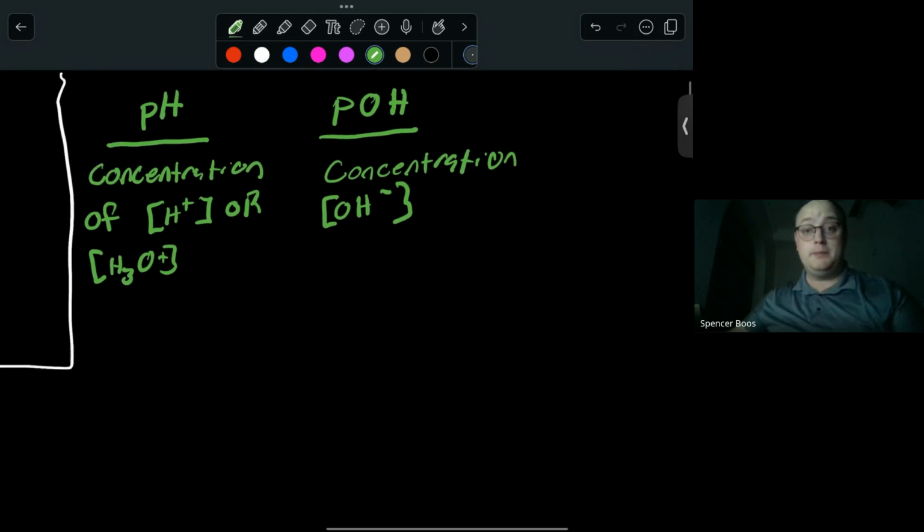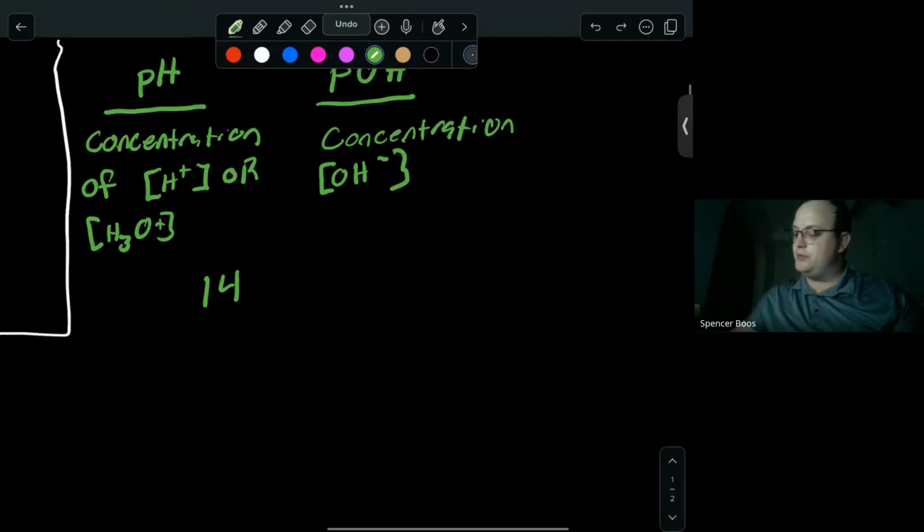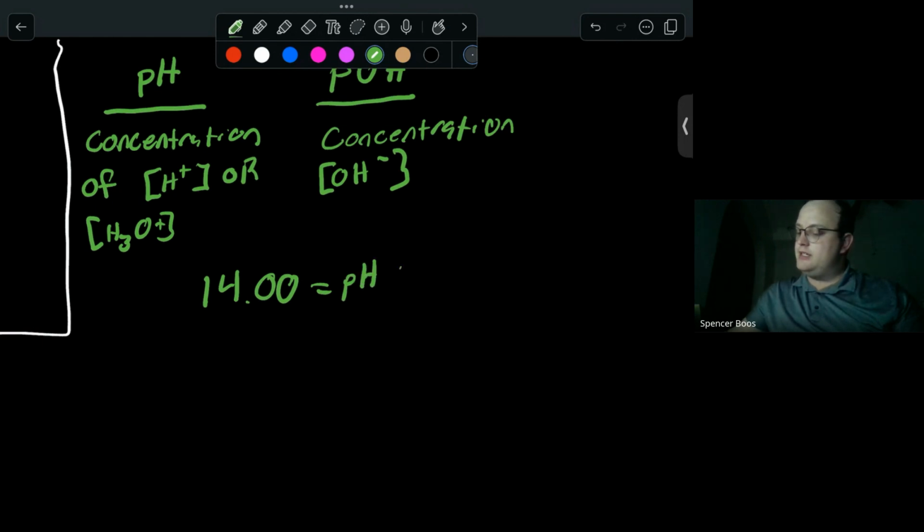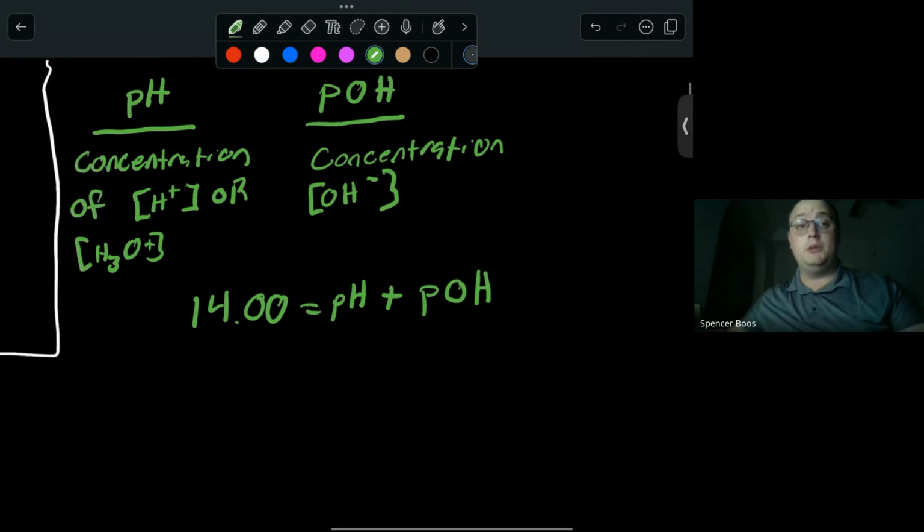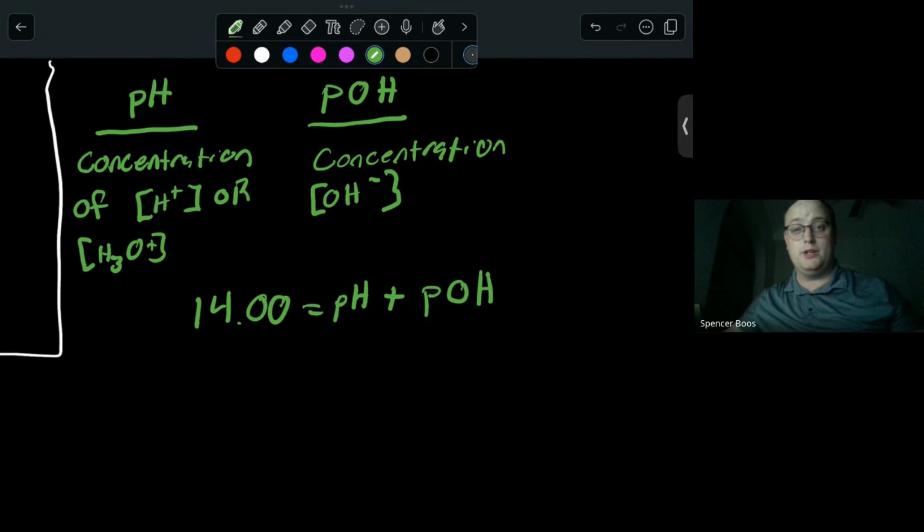Now, a fun little tidbit that will be given on your formula sheet: 14.00 is equal to pH plus pOH. So if you add them together, they are equal to 14.00. That may be a little different than maybe some of the calculations you've been working on in class, but this is designed so that all the sig figs work out in the end.